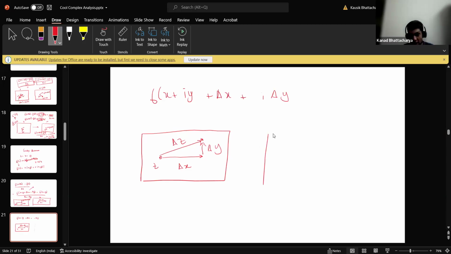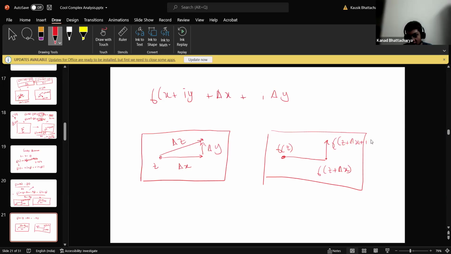Now if you look at what happens in the case of f, we look at f(z) and then we look at f(z + delta x), right? And when we go up, we look at f(z + delta x + i delta y), right?